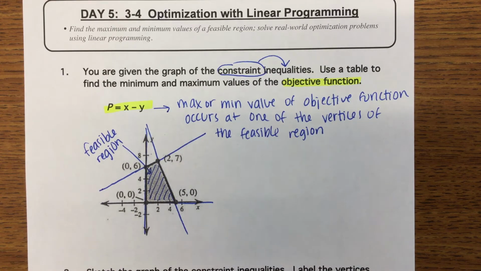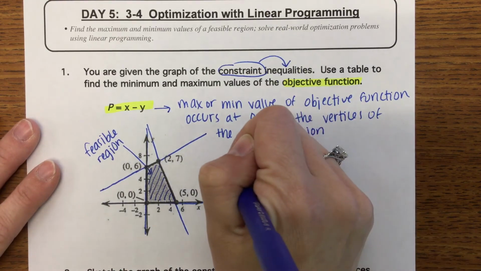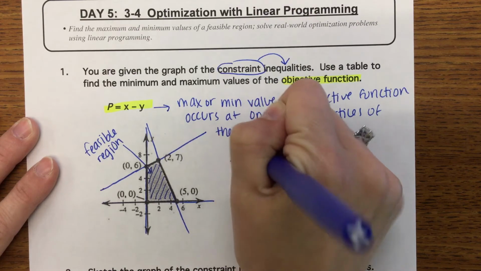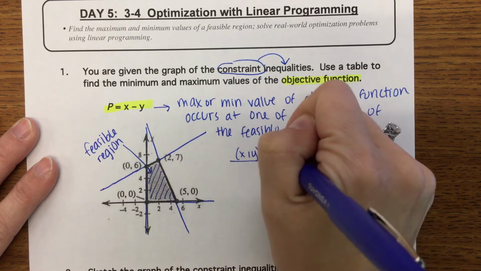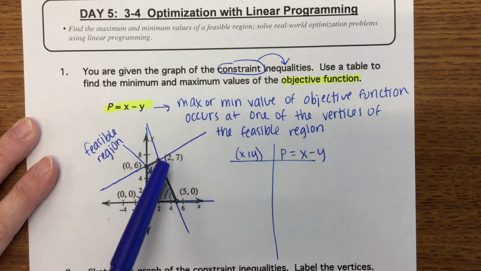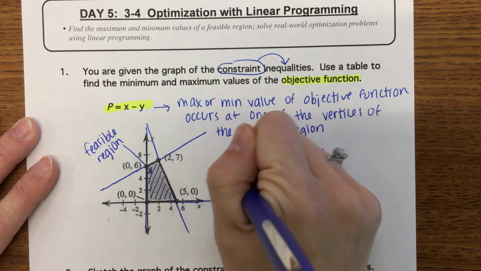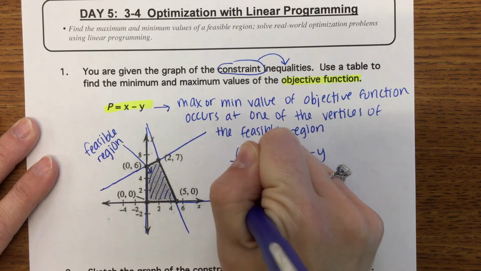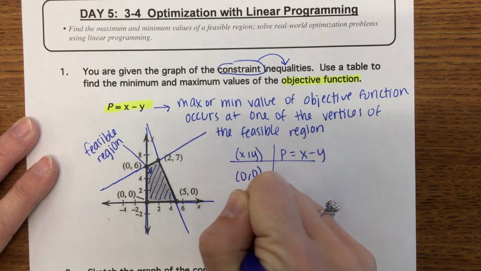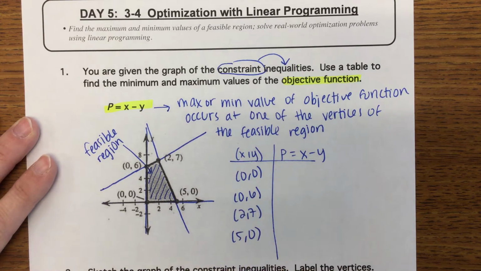Now, how do we know which point gives a maximum and which point gives a minimum? Well, we're going to have to plug them in. So we're going to make a table. Your table is going to have all of the points and then their value of p. So by all of the points, I mean our vertices. So in this case, we have the vertex 0, 0, we have the point 0, 6, we have the point 2, 7, and we have the point 5, 0.